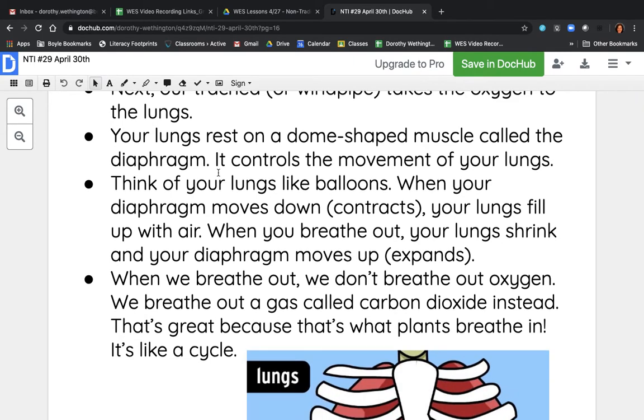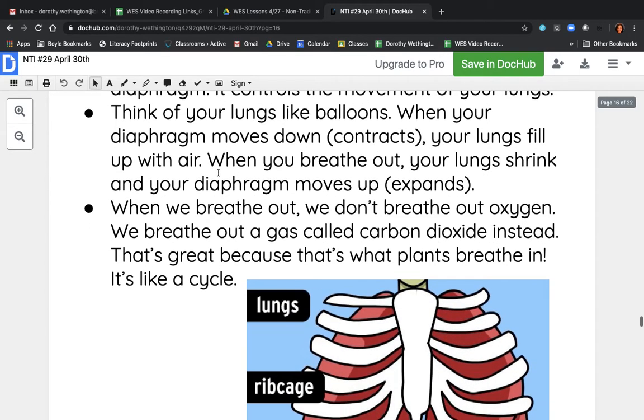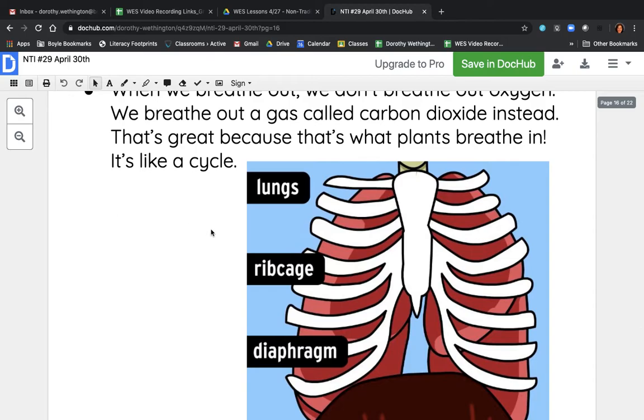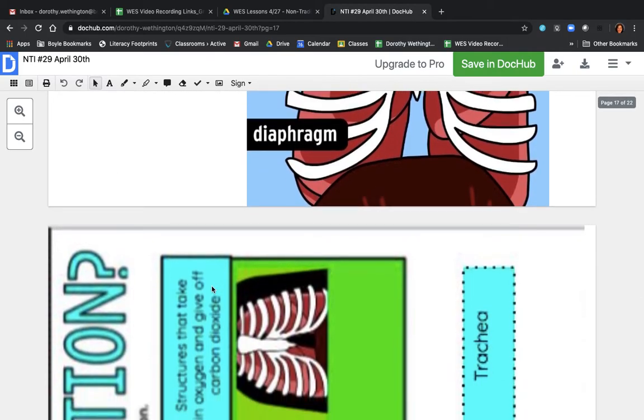Think of your lungs like balloons. When your diaphragm moves down, it contracts. Your lungs fill up with air. When you breathe out, your lungs shrink and your diaphragm moves up and expands. When we breathe out, we don't breathe out oxygen. We breathe out a gas called carbon dioxide instead. That's great because that's what plants breathe in. It's like a cycle. Lungs, ribcage, diaphragm.